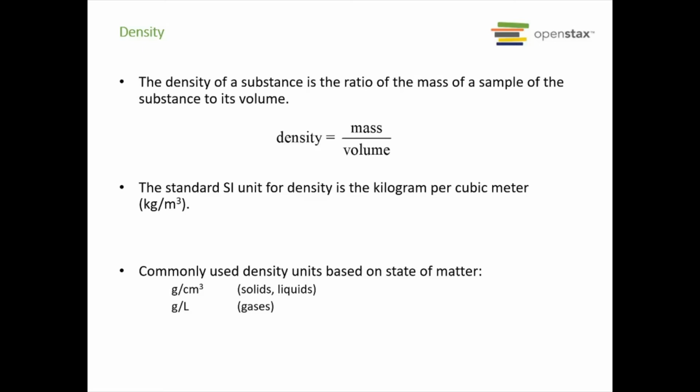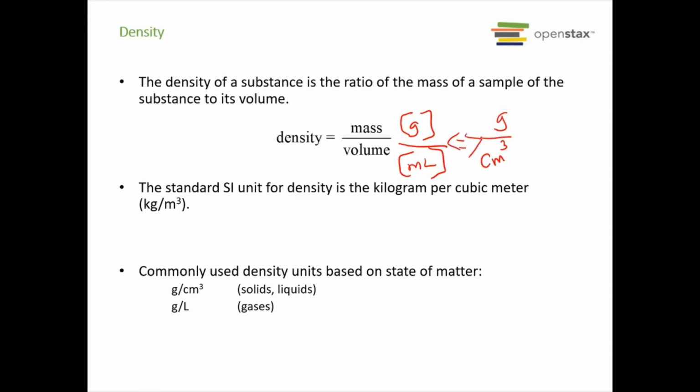Density is another derived unit, and it is the ratio of the mass of a substance to its volume. So we generally in the lab measure mass in grams and volume in milliliters or cubic centimeters. Now the SI unit for density is technically kilogram per cubic meter, so that's the SI mass and SI volume. But in reality, we don't really use kilograms per cubic meter. We use grams per cubic centimeter or grams per milliliter. They are the same thing.